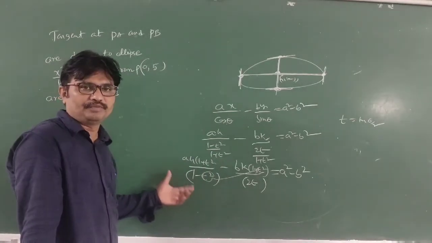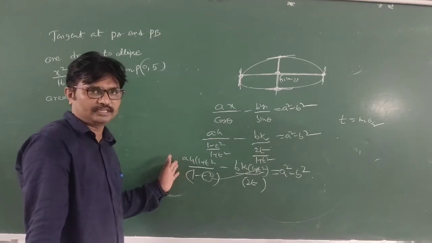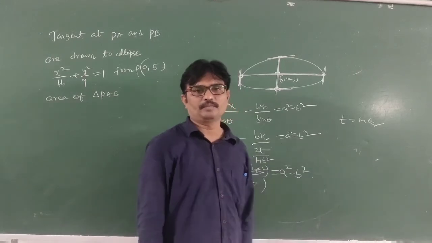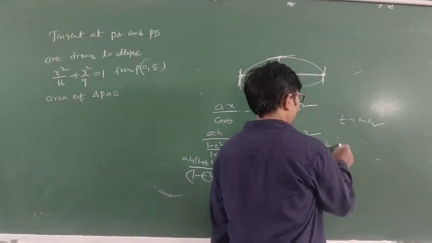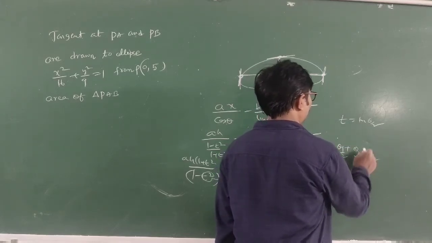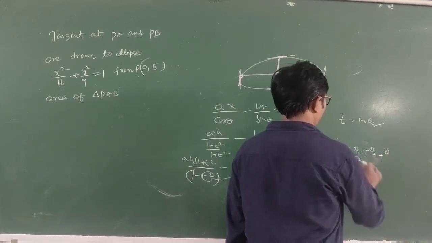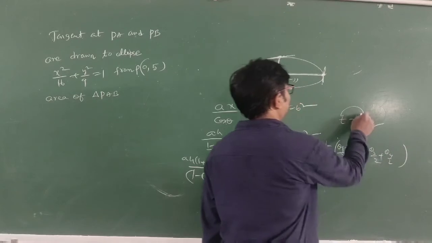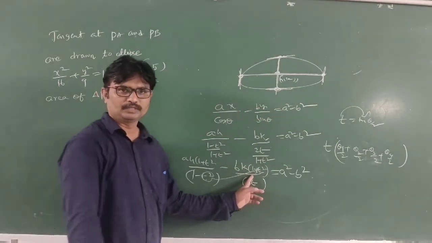My dear students, after simplification, we got a t power 4 equation. Then you take sigma t1, sigma t1 t2, the sum of the products of the roots. After that, that is tan of (theta 1 by 2 plus theta 2 by 2 plus theta 3 by 2 plus theta 4 by 2). Here t is tan theta by 2. We got the equation in power 4.